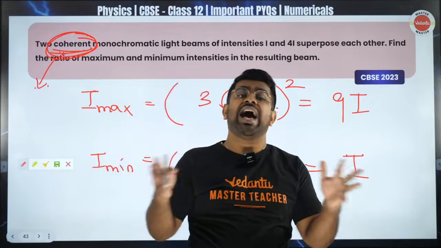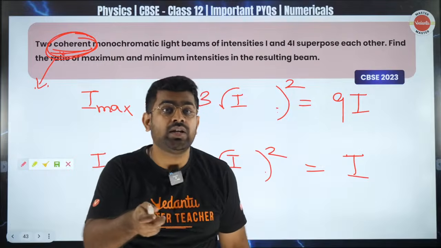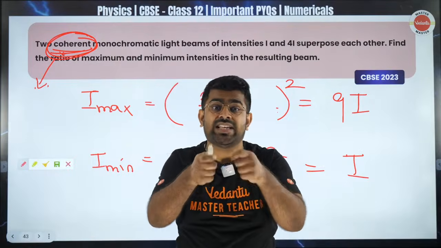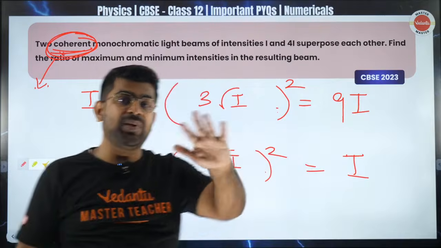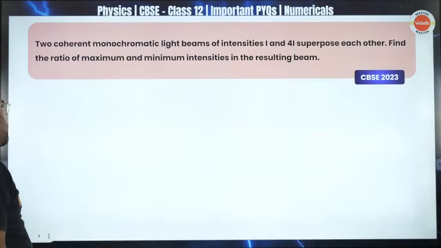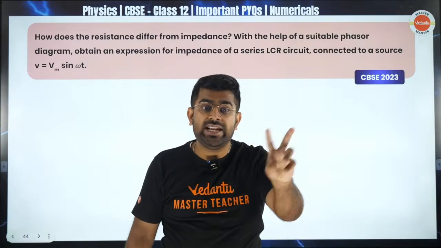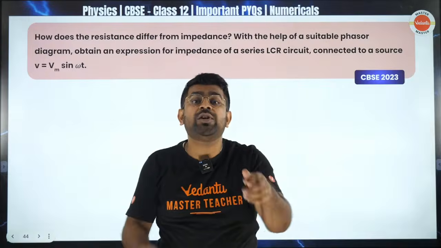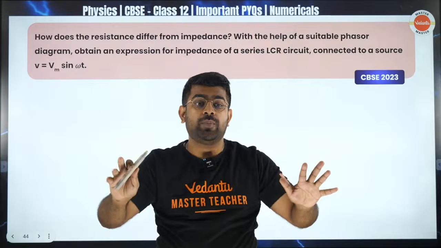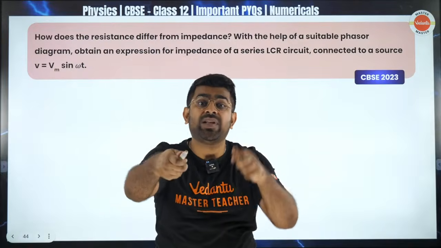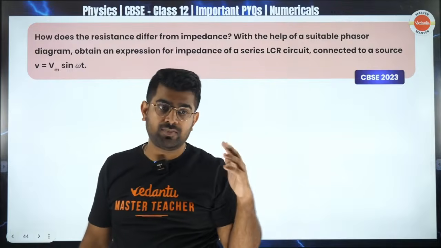For incoherent sources, just add the intensities. Like torchlights: one torchlight is I, another torchlight is I. You will just add, I plus I, 2I. It is not 4I. But if it is coherent, I plus I will give you 4I. For coherent sources, it will be square.